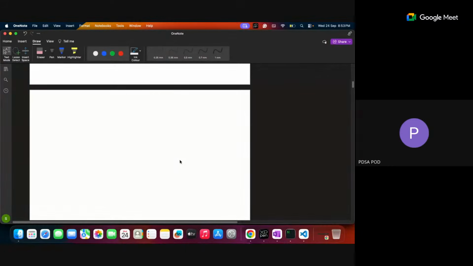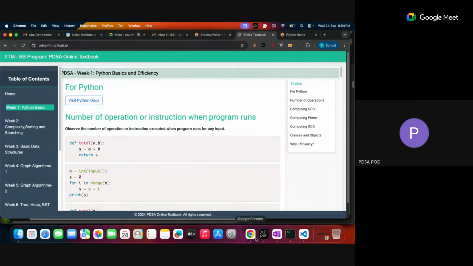Whenever we write any PDSA implementation, we write user defined functions, right? Mostly we write programs with user defined functions only. A user defined function does a specific task. The function is defined as a set of instructions, and that set of instructions performs a particular task. So we need to measure how many instructions are there. In the case of algorithms, how many steps are there in the particular function. That is considered the number of operations or instructions when the program runs.